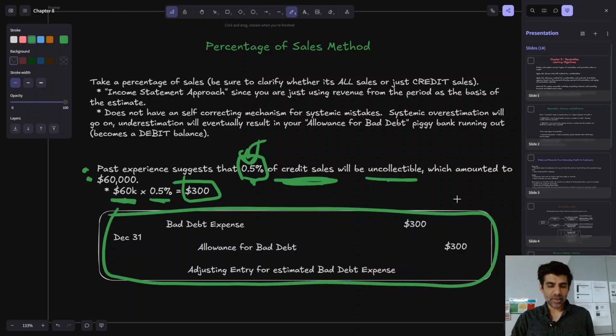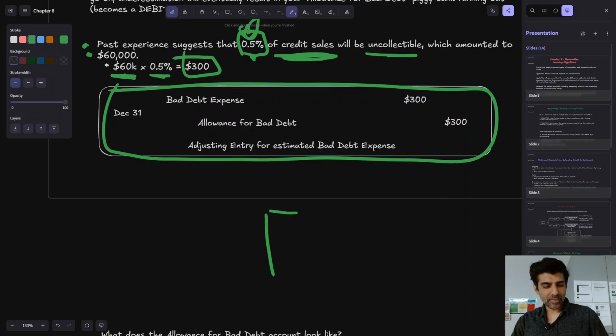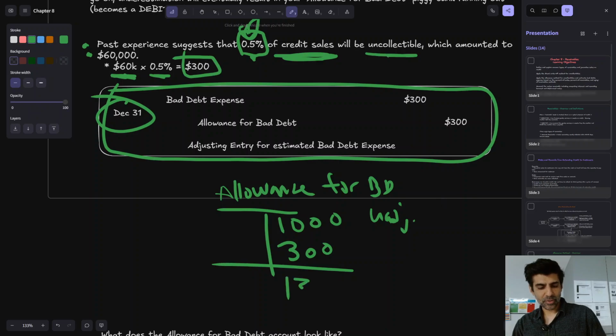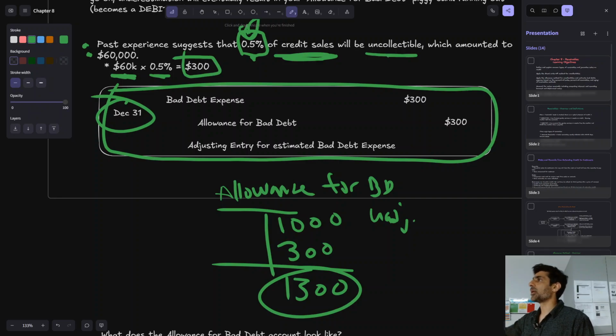There's going to be some existing balance, unless it's the first year of our business. So allowance for bad debt. Maybe we had $1,000 as the unadjusted balance at the end of the year. Now we have this adjusting entry. We're going to add another 300 to it. So now we have 1,300. Now our piggy bank is set up for the next period.